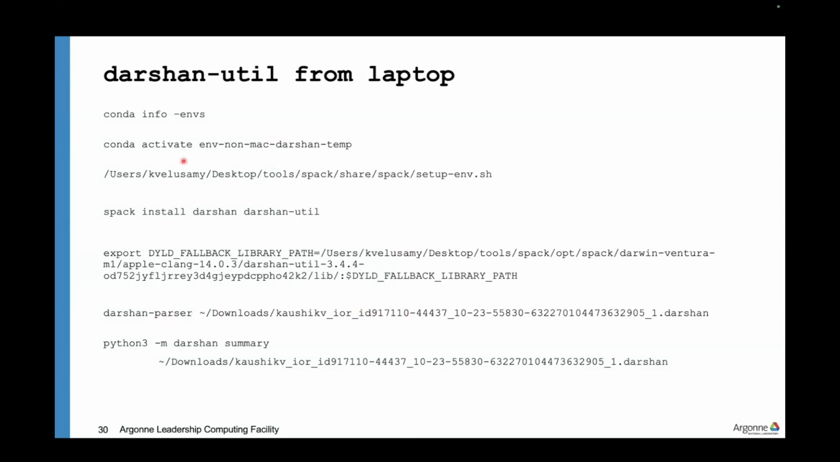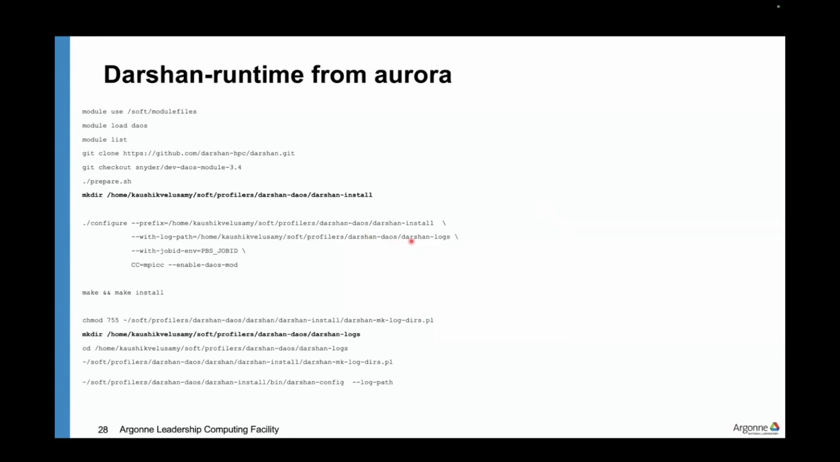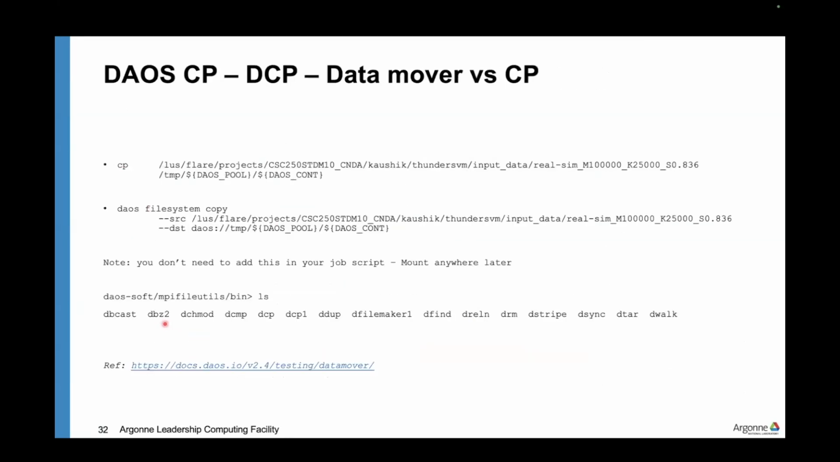So basically you just create a Conda environment, install Spack, and Spack install darshan and darshan util. If you are using it on Mac, this environment variable is needed, and then you just run your binary darshan parser and provide the .darshan file that you got when you ran this LD preload with Darshan, and it will be stored in this location. So you just bring it back, and you can run it with the parser, and it'll give you the statistics. So that's about Darshan. And now on the data mover tools.